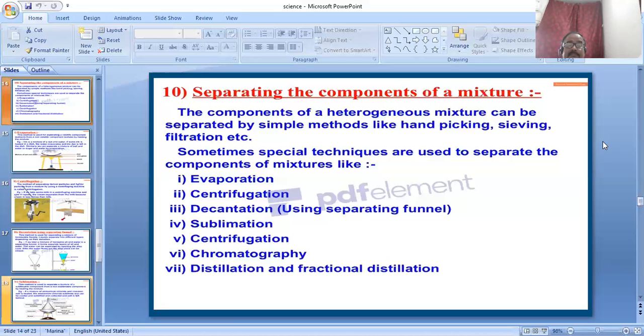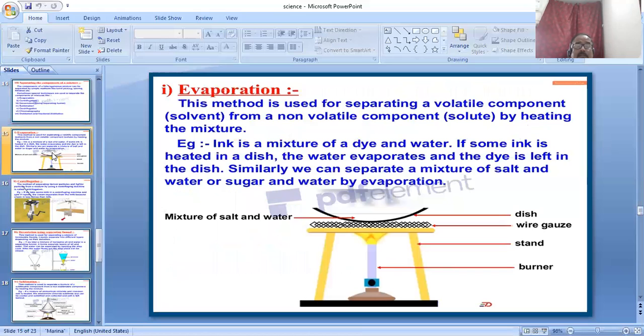And one by one, we will explain evaporation, centrifugation, distillation, sublimation, chromatography, and distillation or fractional distillation. So the first point, evaporation.